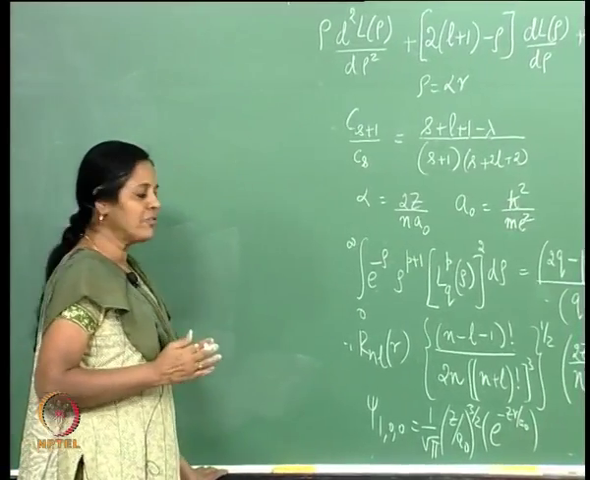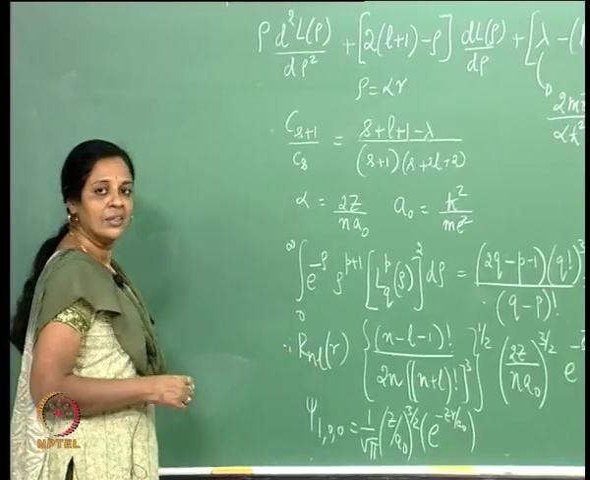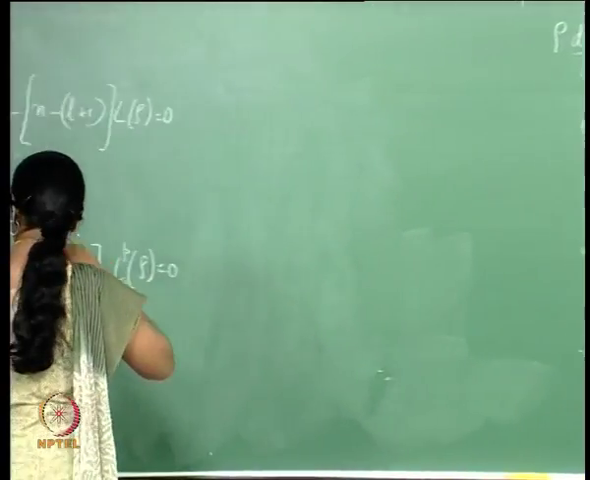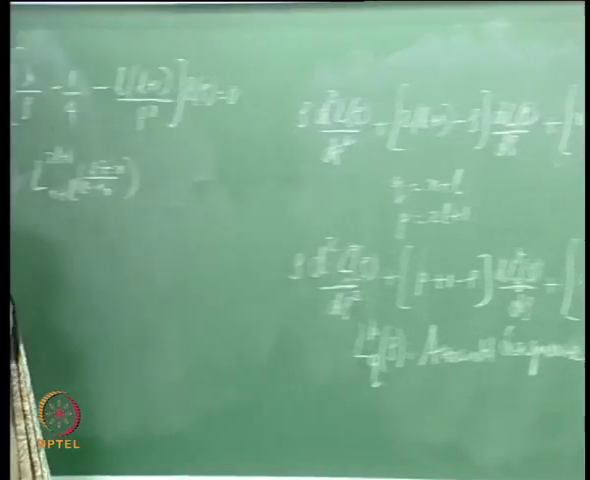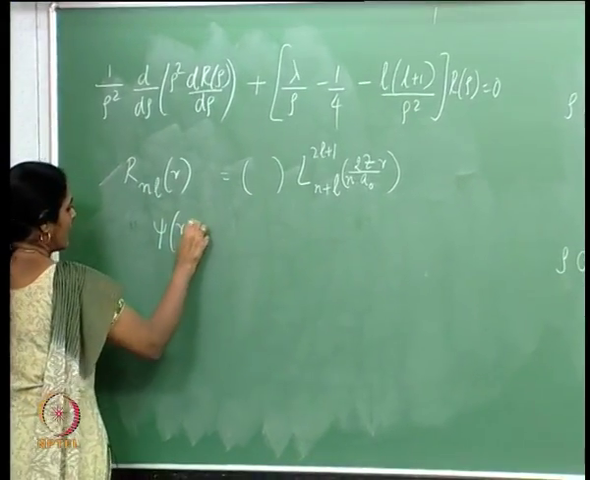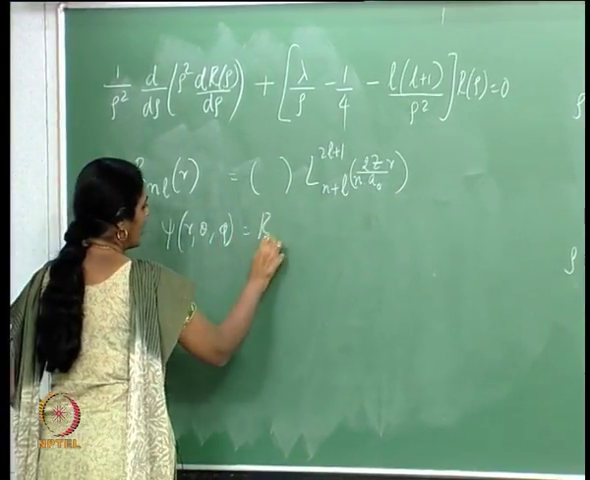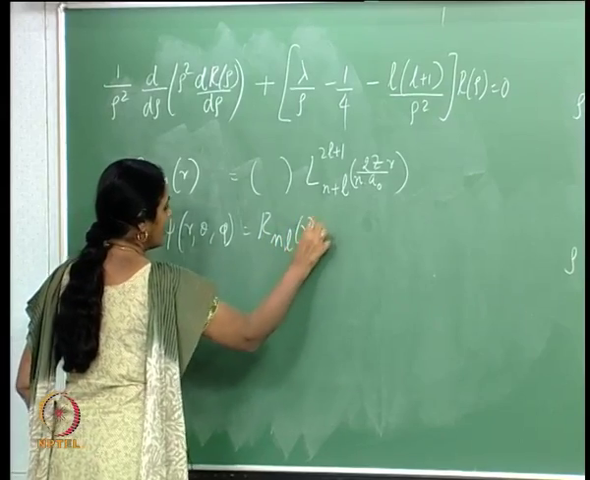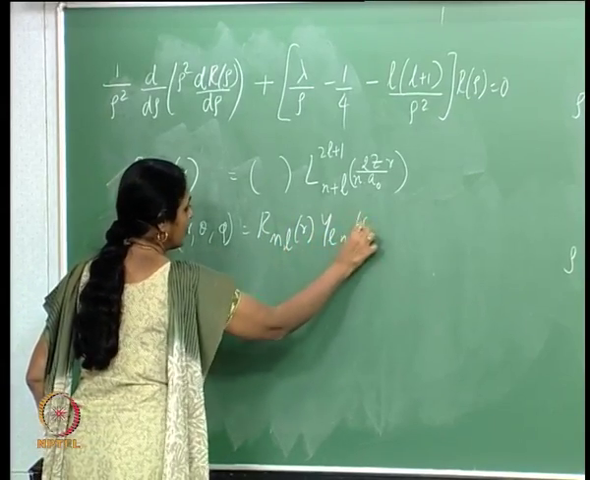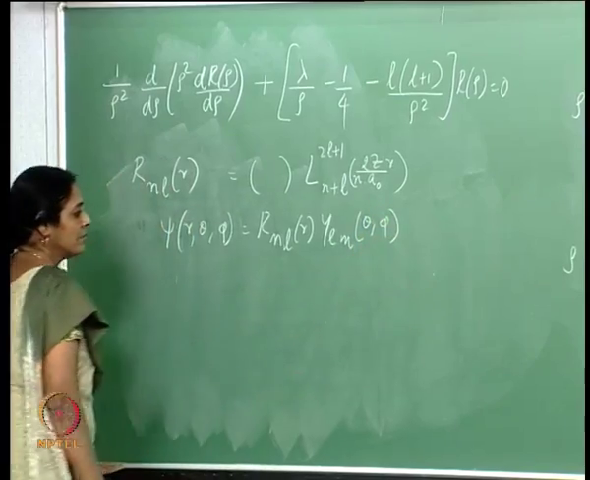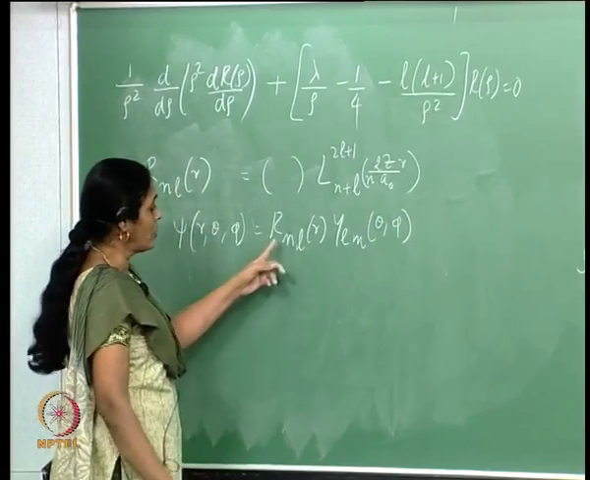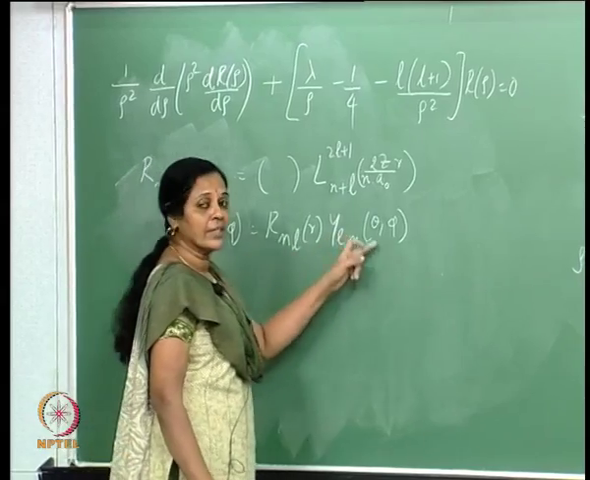Of course the total wave function is R_nl of r times Y_lm of theta phi. So basically psi of r theta phi in the case of the hydrogen atom is R_nl of r Y_lm of theta phi. Two special functions are involved. Here the associated Laguerre and there the associated Legendre.